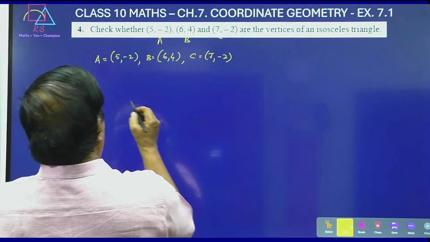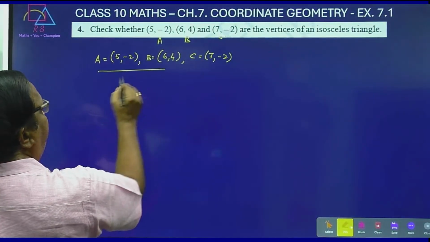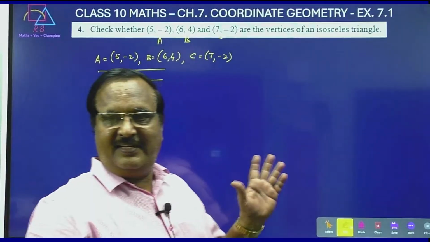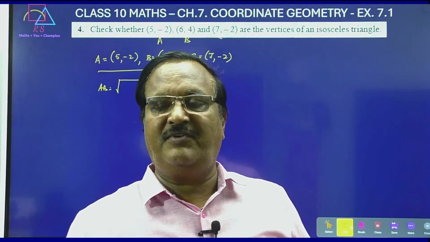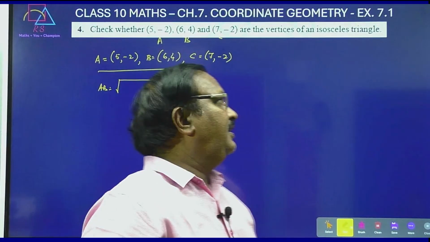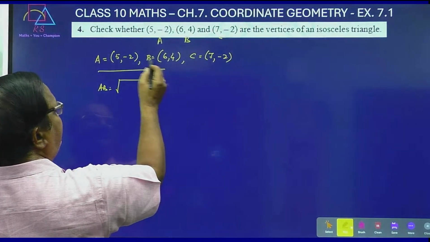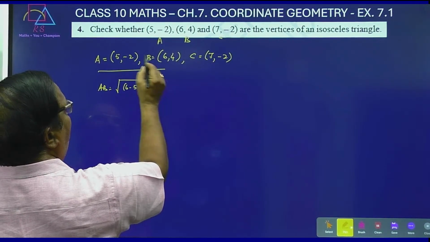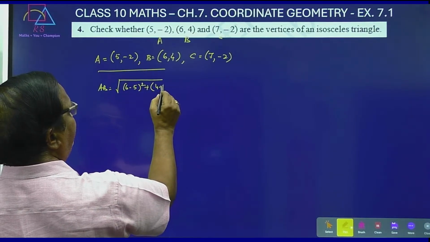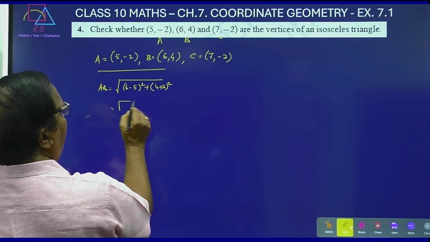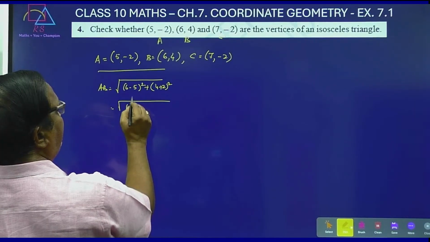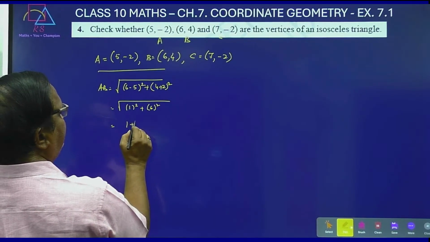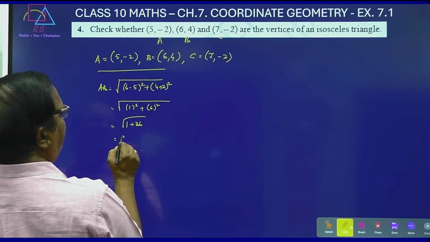Okay. Let us find out AB. So I am not writing the formula. In the examination, you should write the formula. Formula carries marks. Okay. So now x2 minus x1, (6 - 5) whole square, and (4 - (-2)) whole square, which is 4 plus 2 whole square. So 1 whole square plus 6 whole square is equal to 1 plus 36, which is equal to root 37.